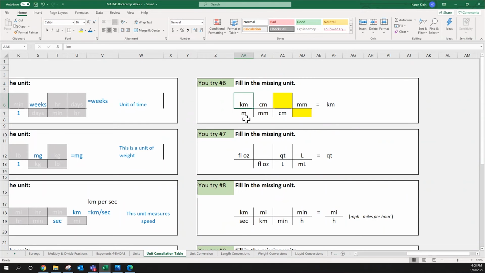So for the first one, we have kilometers over meters, centimeters over millimeters, blank over centimeters, millimeter over blank. And we want the end result to be kilometers, however you want to say it. Well, we know that this is one we need to stay, so we don't want that to get canceled out, but everything else needs to get canceled out. We need to cancel out the centimeters. We need to cancel out the millimeters. And we need to cancel out this meter. And that's what's missing up here. So we need to change that to a meter.